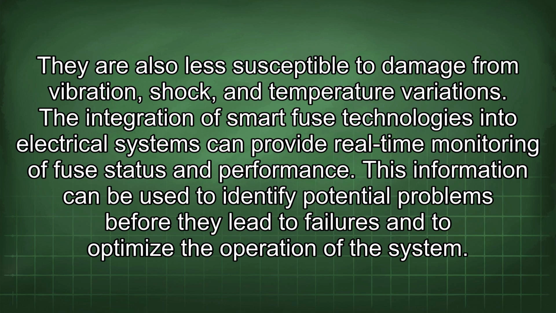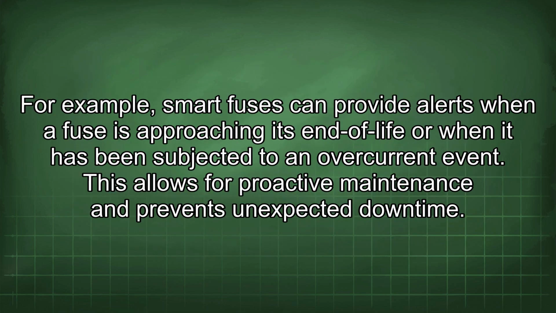This information can be used to identify potential problems before they lead to failures and to optimize the operation of the system. For example, smart fuses can provide alerts when a fuse is approaching its end of life or when it has been subjected to an overcurrent event. This allows for proactive maintenance and prevents unexpected downtime.